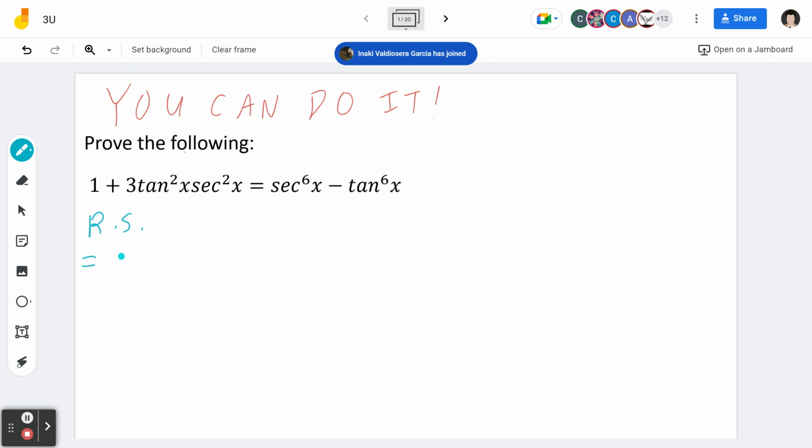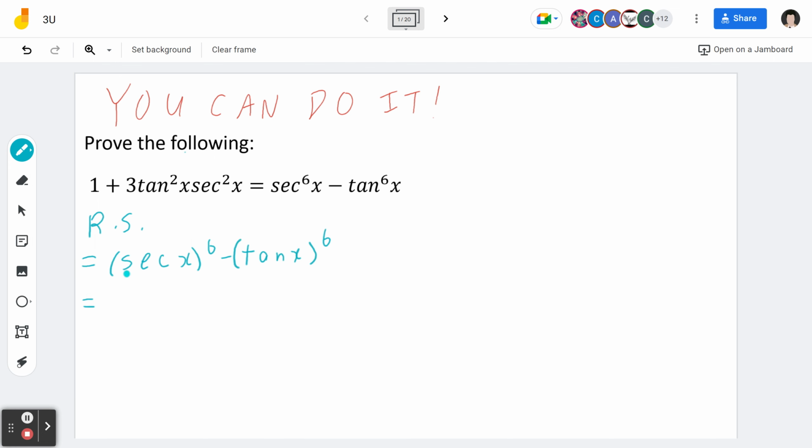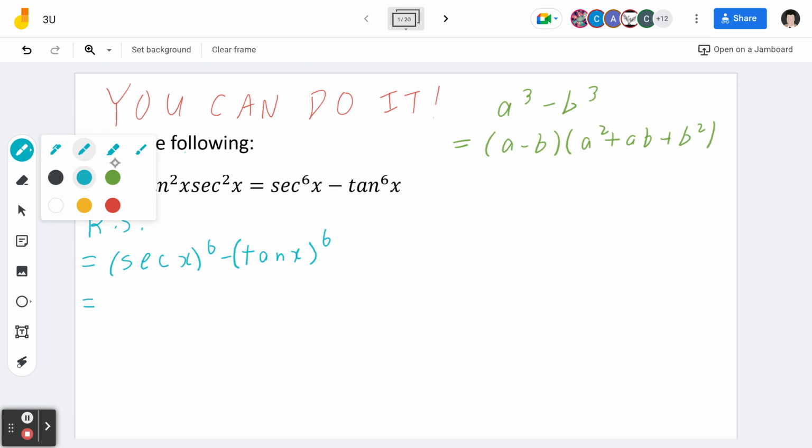called factoring. So step one is to write down RS, which stands for the right-hand side. There's secant x to the power of 6 minus tan x to the power of 6. And you have to apply this factoring idea called the difference of cubes. I'm going to write this in the corner so you don't forget. A cubed minus B cubed is really A minus B times A squared plus AB plus B squared. And that's exactly what we do right now.